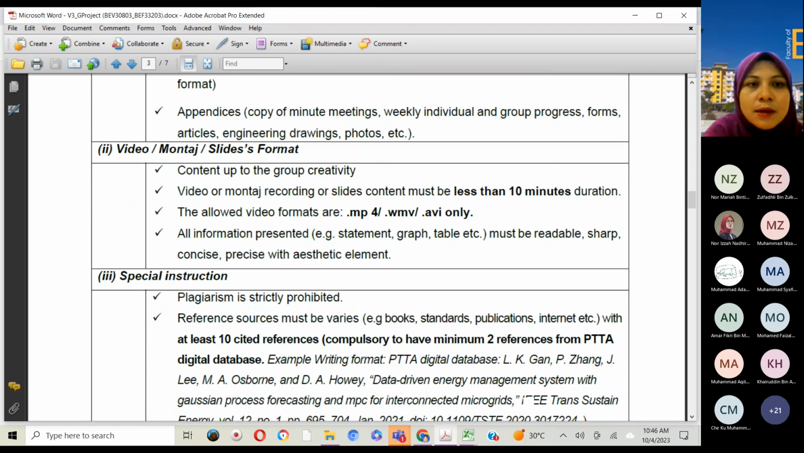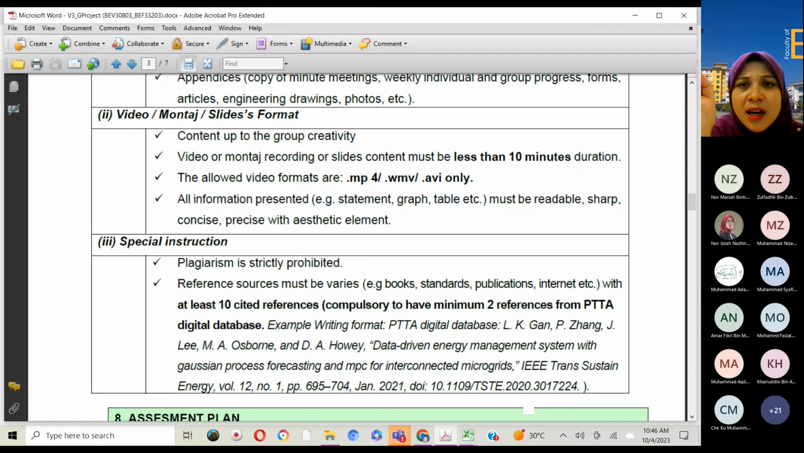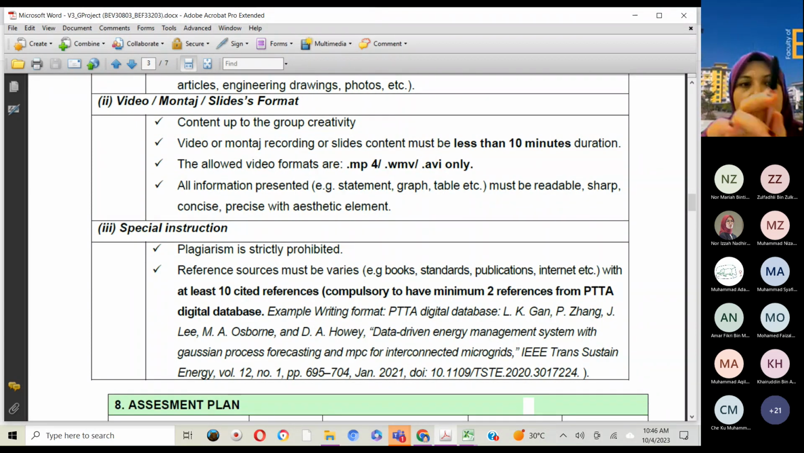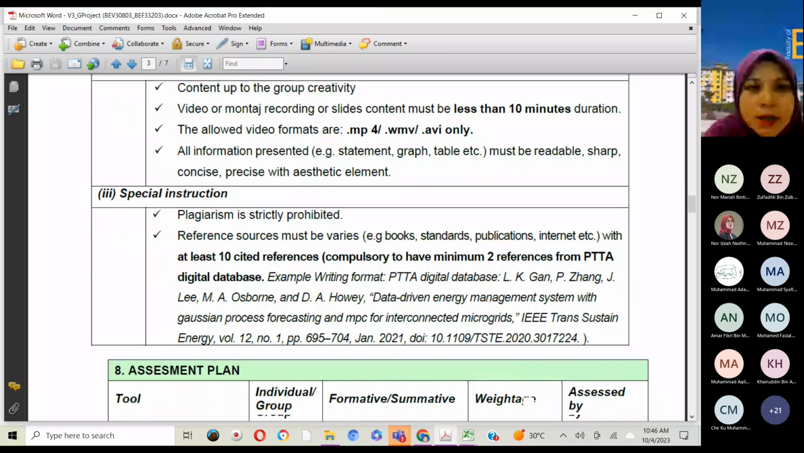Okay, and then this one is for your video content up to the group creativity. Mesti less than 10 minutes. Jangan lama-lama juga ya. And then allow video format ni. Information presented must be okay ni lah. Okay. This one is a special instruction.